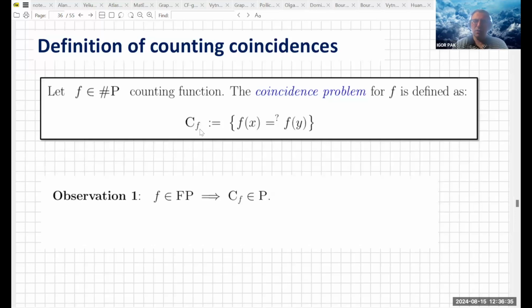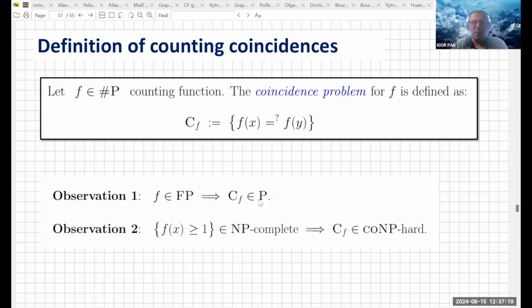So notice that x and y can be any. So for any two inputs x and y, is it true that the value of the function is the same on x and y? And the first observation is if the function is easy to compute, just like the number of spanning trees or the number of standard Young tableaux, so that function is really easy, can be computed in polynomial time, then this decision problem is also in P. So it can be decided in polynomial time if two Young diagrams have the same number of standard Young tableaux or any two given graphs have the same number of spanning trees.